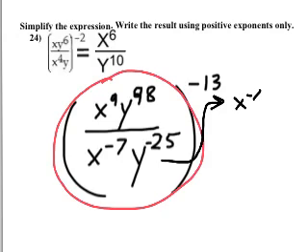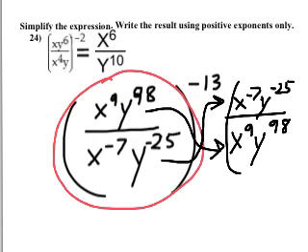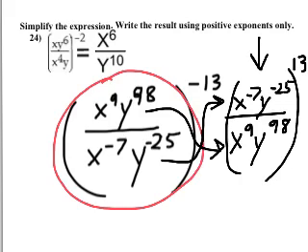Negative 7, that's a 7. Y to the negative 25. And then put this on the bottom. X to the 9, y to the 98. Okay, so turning it over like that, what we've changed is this. It's now to the positive 13. And then we could deal with whatever we want to do. We could either deal with everything that's inside and simplify that first, or we could multiply the 13 times each of the exponents.